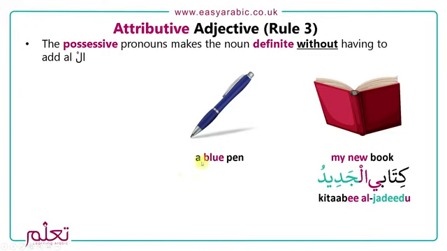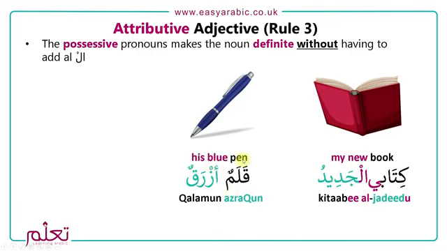Here, a blue pen will be qalamun azraqu. Qalamun azraqu, which is a blue pen. Now if we say his blue pen, again we covered this in the lessons on possessive pronouns, when we say it's his, we will add ha at the end of the noun. So here it will become qalamuhu al-azraqu. Qalamuhu, so here al is added, al-azraqu.